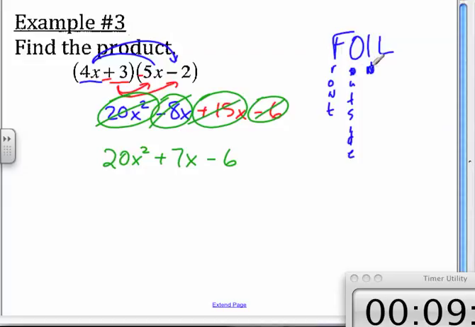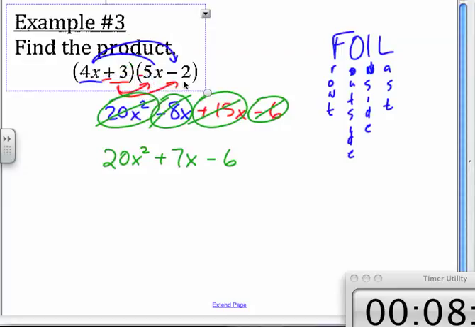okay, let's do it like this. Inside, last. Now, I don't know why we need that. I mean, it's not that hard to remember, for heaven's sake. This is harder to remember if you ask me. But this is to help us to remember: multiply the two front terms, 4x and 5x. Then multiply the outside terms, 4x and minus 2. And then multiply the inside terms, 3 and 5x. And then multiply the last terms, 3 and negative 2.